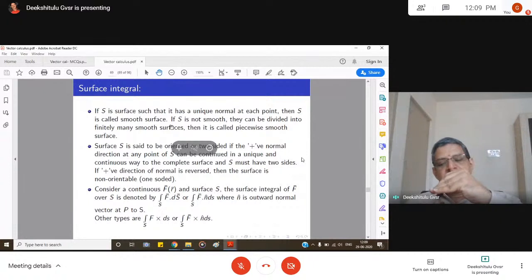If S is a combination of two surfaces joined together, there may be a problem sometimes. Then S is not a smooth surface, but we can divide it into finitely many smooth surfaces, and it is called a piecewise smooth surface. S is said to be oriented or two-sided if the positive normal direction at any point of S can be continued in a unique continuous way to the complete surface, and S must have two sides.